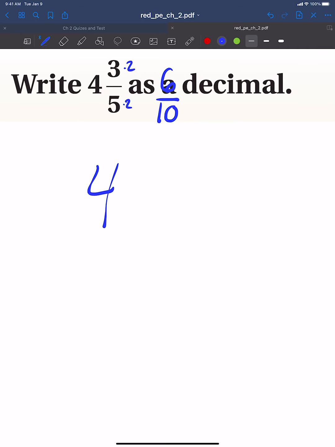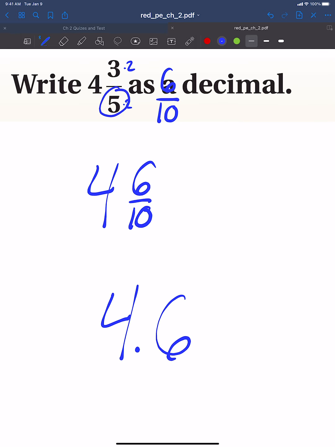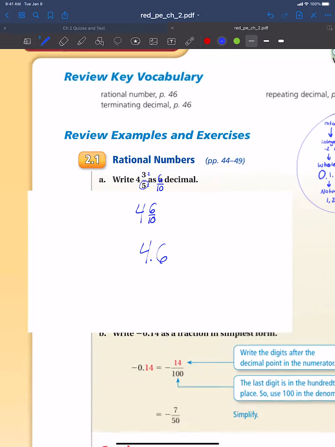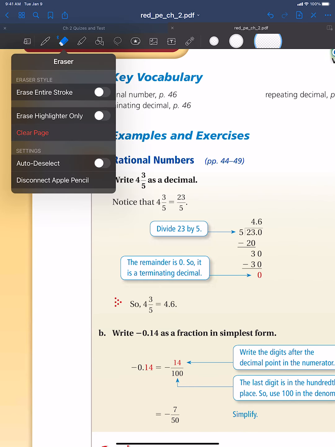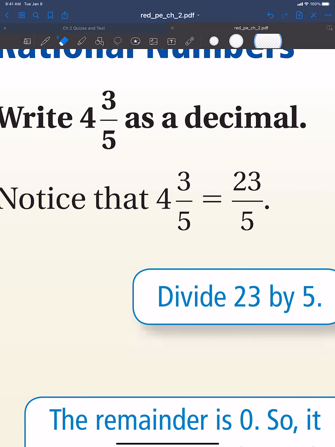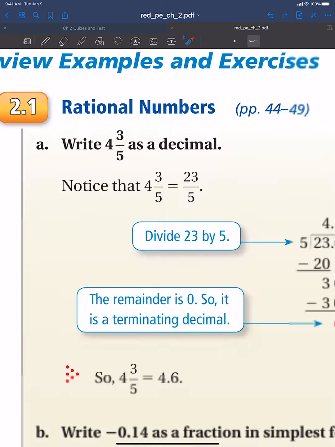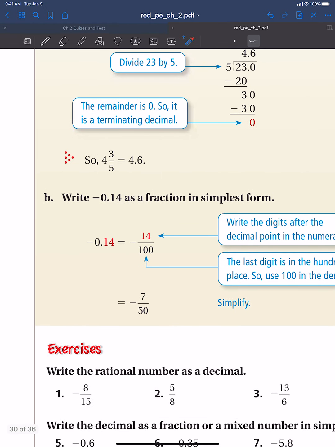6/10. 4 6/10. Isn't that what we got as an answer? 4 6/10. So if it can be turned into a 10 easily, do that. If not, how do we solve it? By dividing. That's okay. Some kids don't automatically see that and go, oh, I could get that to a 10 quickly. So it's good to know both ways, right? Because one way, you can't fail. You just divide, right?